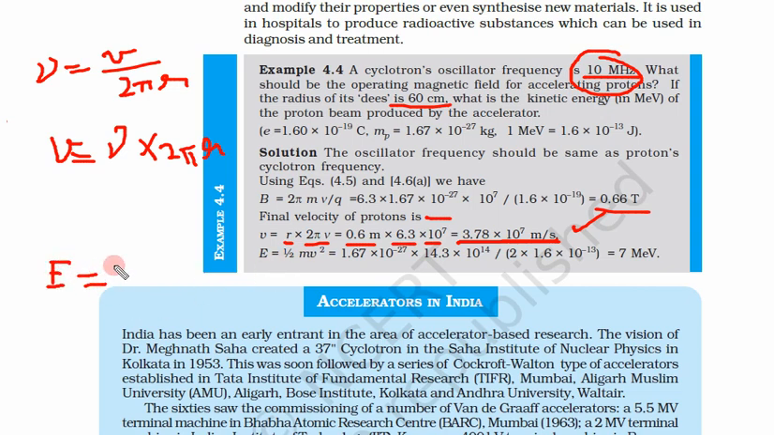E is equal to half m v square. So this is the energy. Let us put the value of this. Mass of proton is 1.67 into 10 to power minus 27, and divided by 2. First, let us multiply by the square of this, 3.78 into 10 to power 7. Square of this is 14.3 into 10 to power 14. Square of this is 10 to power 14 and square of this is 14.3.